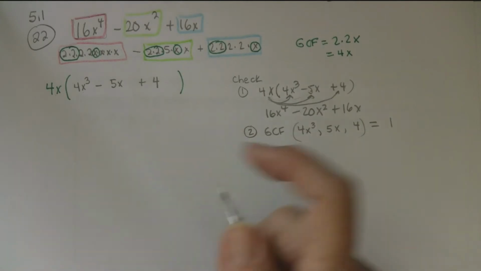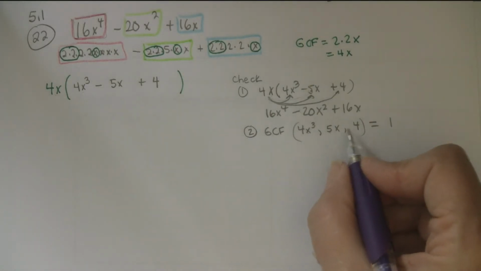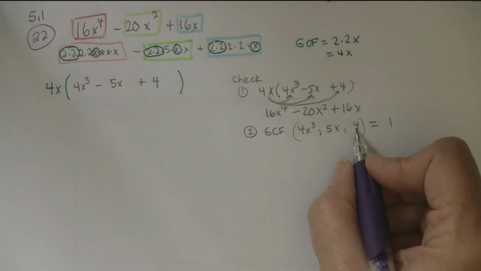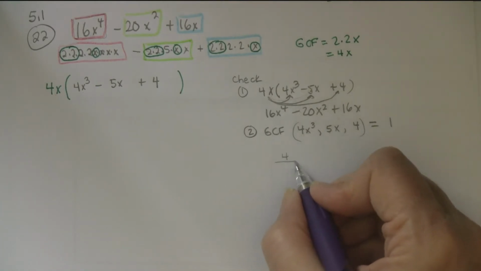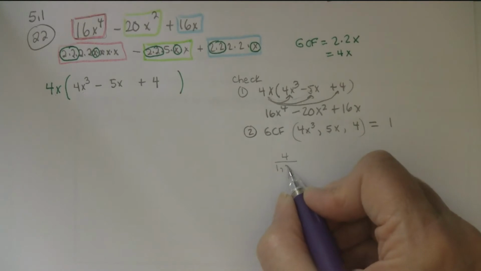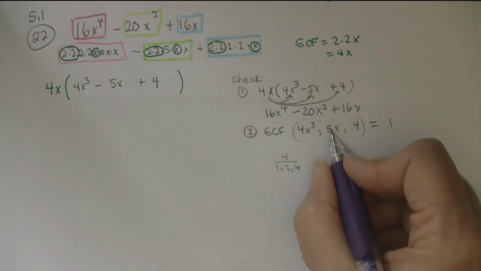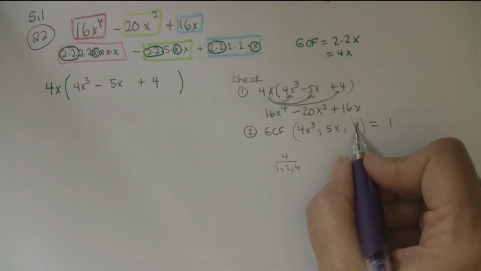1 goes into everything. So they don't all have an x, so they don't have x in common. 4 is the smallest number up there. And the things that divide evenly into 4 are 1, 2, and 4. And 2 doesn't go into 5. It doesn't matter if 2 goes into this guy. We're talking about having something in common for all 3.